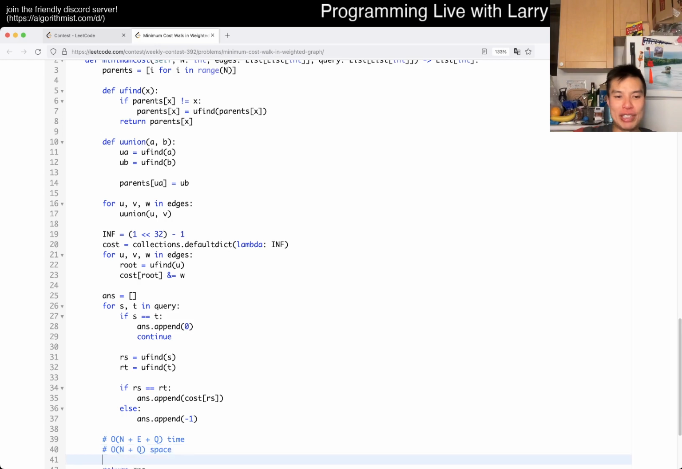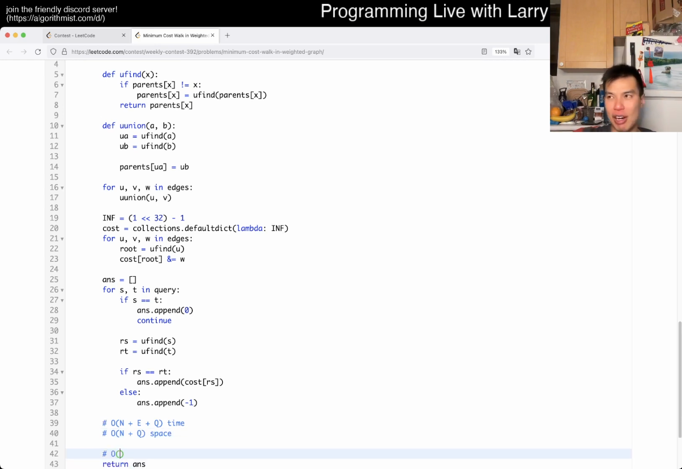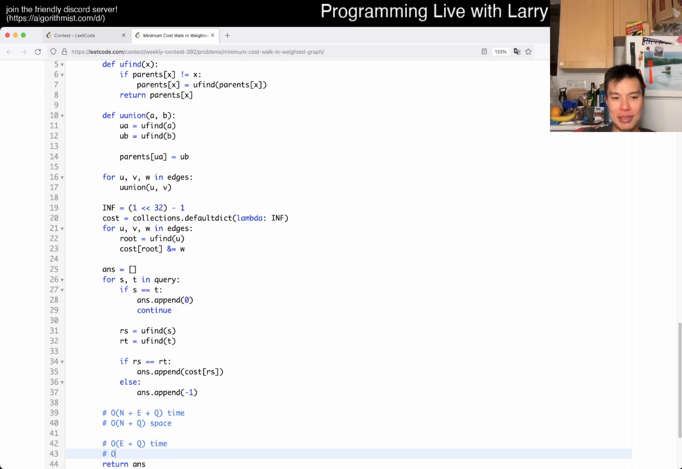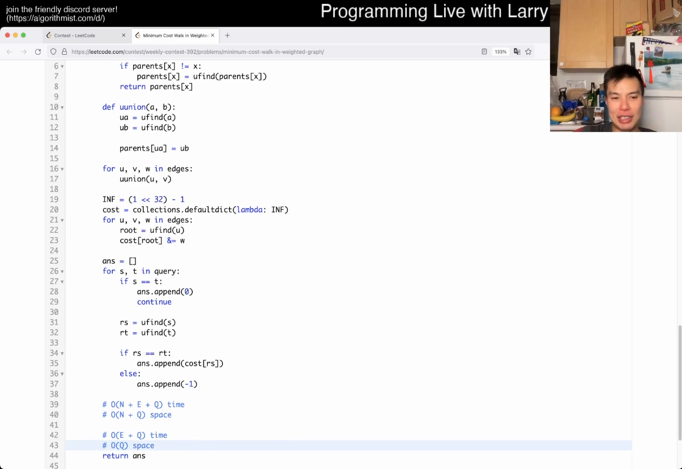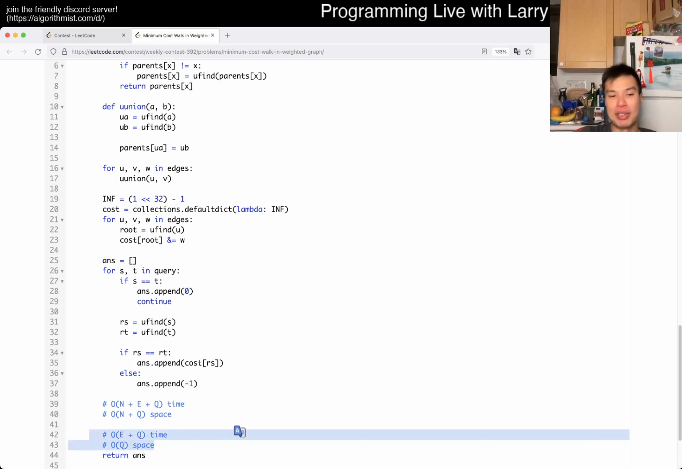It can be further reduced with a different implementation of union find to E plus Q time and O of Q space. And you can't do better than O of Q space or O of E plus Q time, because those are the lower bounds, because that's the size. You have to look at the input to answer the problem, so that's linear.